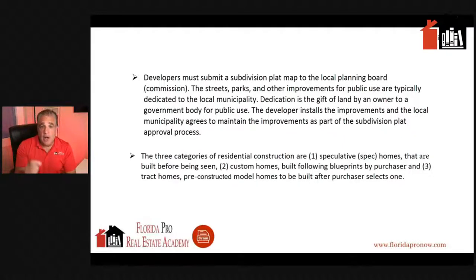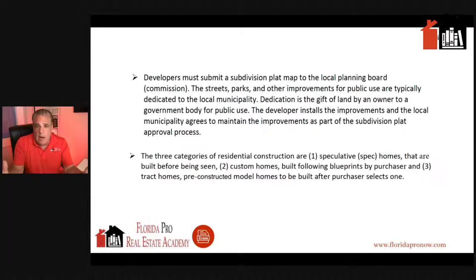Now, another interesting word that you're potentially going to see on the state exam is the word dedication. What does dedication mean? Basically, it's a gift. The dedication is a gift of land by the developer to the local government, whether it be the city or the county, and it's going to be for public use. So they might put in a park. They might put in a recreational area.